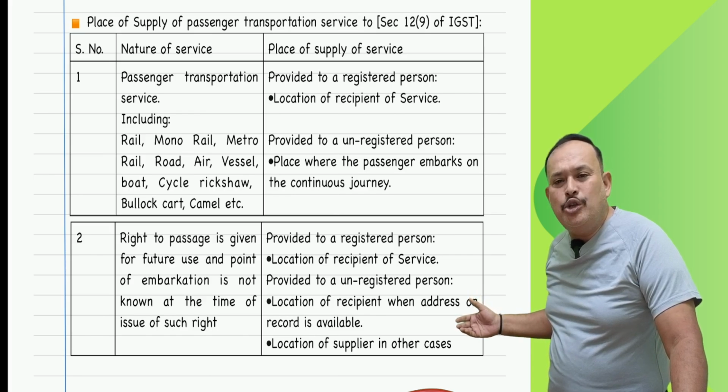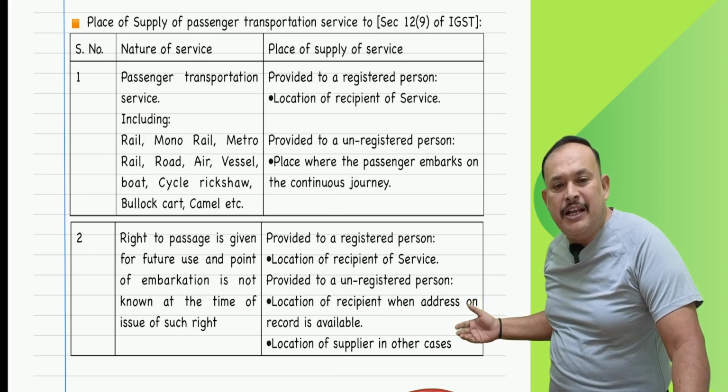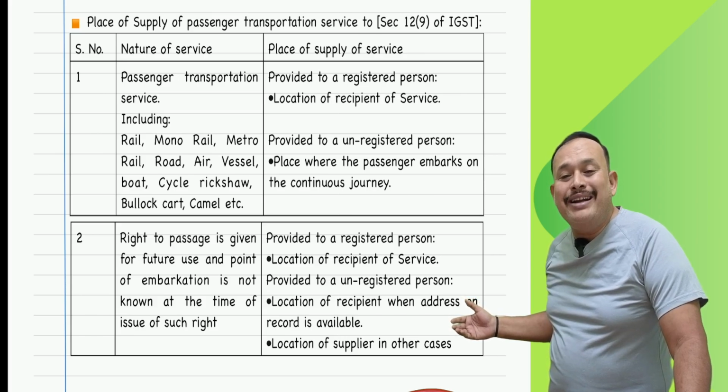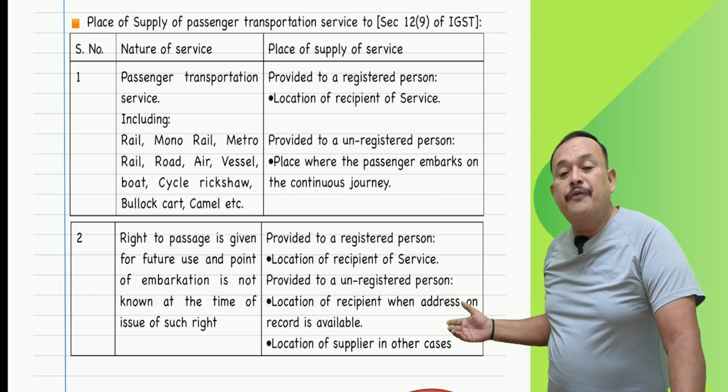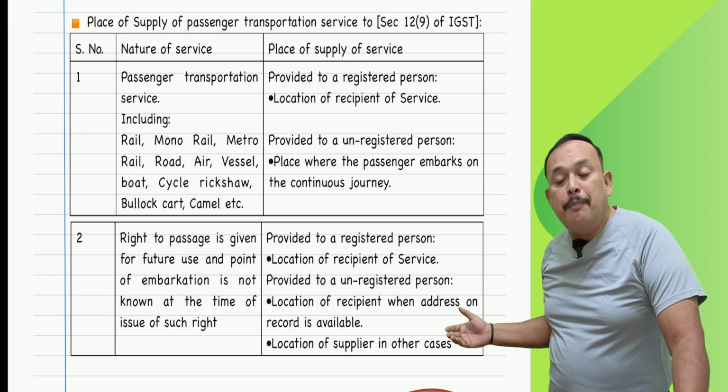What do you mean by right to passage given to an unregistered person, especially where it is not possible to identify from where he embarks? Therefore, the law of the land says that by default provision, section 12, subsection 2, you go ahead.